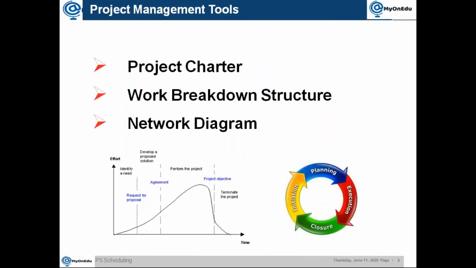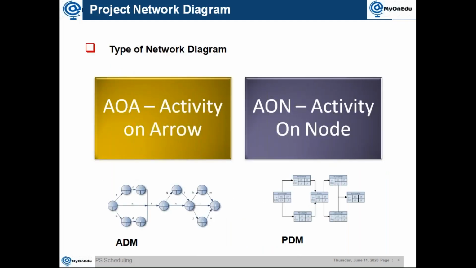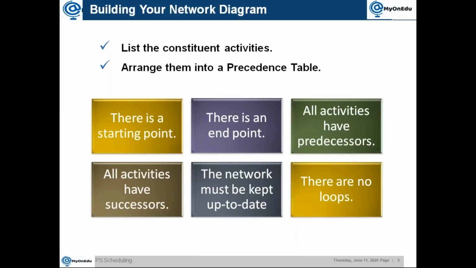As we know, these are the main tools we use as project management tools: the project charter, or you can say document, then the work breakdown structure, then the network diagram. We have seen this project network diagram again. It's a pictorial representation. In the previous class we also discussed two types of network, AOA, activity on arrow, and AON, activity on node. We also said there are different names, ADM, arrow diagram method, or PDM, precedence diagram method.